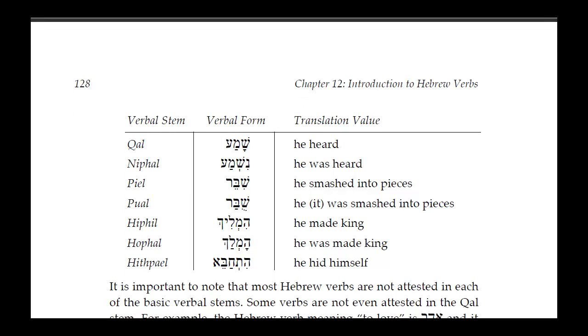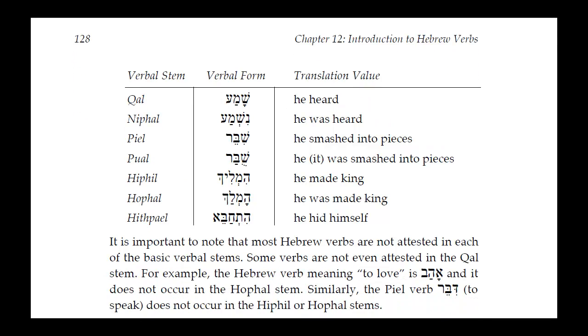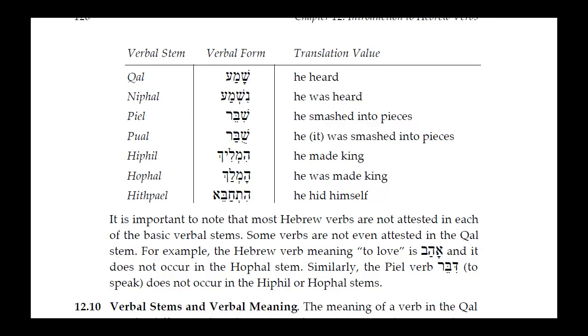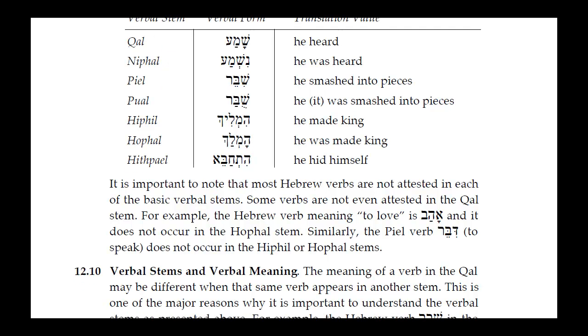So it's important to note that most Hebrew verbs are not attested in each of the basic verbal stems. There are a lot of Hebrew verbs that are not found in the Scriptures in every one of these seven stems. For example, the Hebrew verb meaning to love, ahav, does not occur in the hofal stem. Similarly, the piel verb dibber does not occur in the hifil or the hofal stems. So there are certain Hebrew verbs that are not attested in all seven stems.